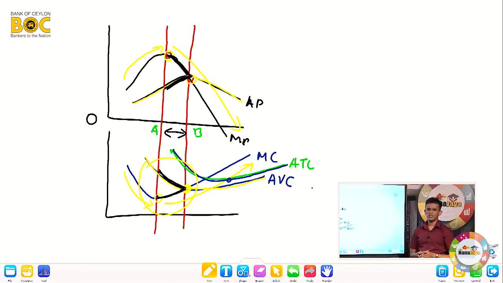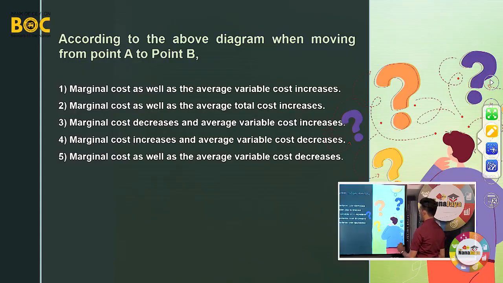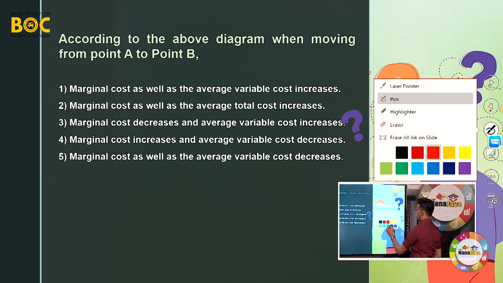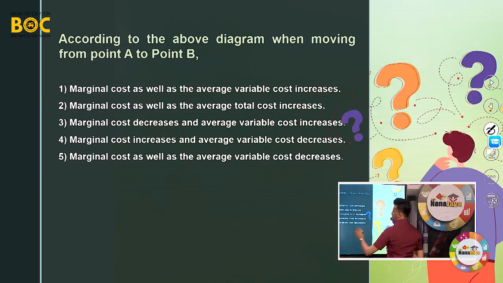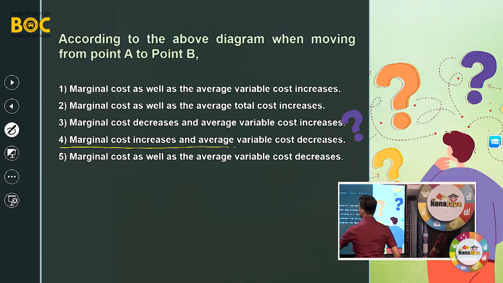Marginal cost increases and then the average variable cost increases. So we should identify the fourth answer as the correct answer for this. Marginal cost increases and average variable cost decreases. That is how we can identify the answer for this question.